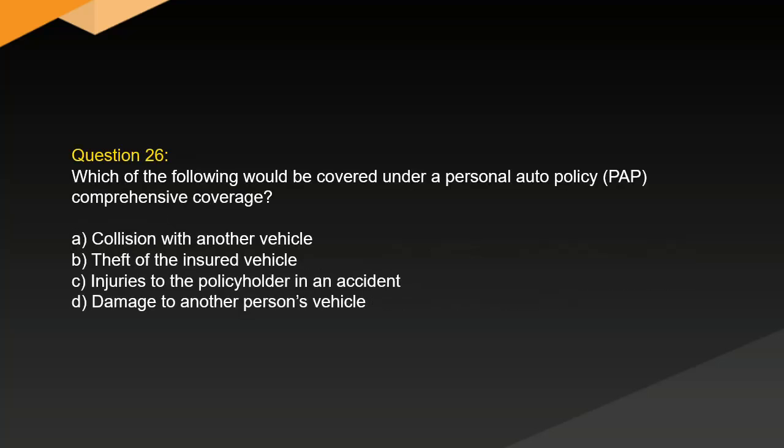Question 26. Which of the following would be covered under a personal auto policy (PAP) comprehensive coverage? A. Collision with another vehicle. B. Theft of the insured vehicle. C. Injuries to the policyholder in an accident. D. Damage to another person's vehicle.